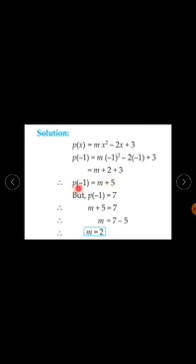But P of minus 1 equals 7, it is given in your question. So for this P of minus 1, substitute 7. Therefore m plus 5 equals 7. Now simple transposition: m equals 7 minus 5. Therefore m equals 2.